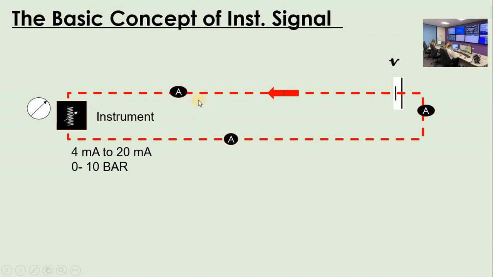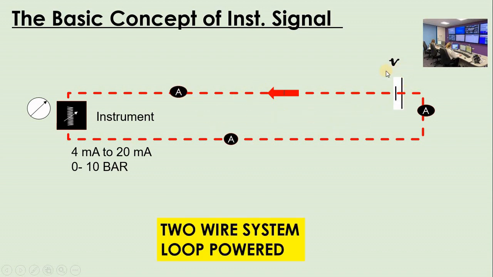The second issue here is that the current measured at any place on those two wires is exactly the same. In this scenario, as you can see, we have two wires from our power supply to our transmitter. On the same two wires, we send the power to the transmitter and we receive the signal back from the transmitter. That's why we call it a two-wire system, and we call it loop powered because there is no external power. It's only one power supply and it is powering our loop.